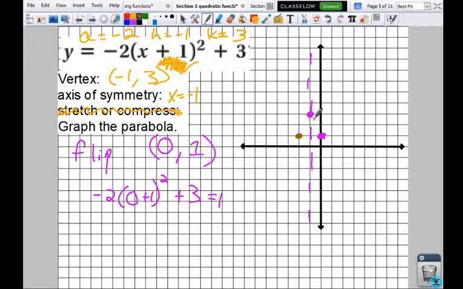So I'm going to go through my vertex, and through my 2 points here. Wait, what did I do? I'm trying to think of what I did wrong. We could go up 0 plus 1. No, 0 plus 1 is 1.